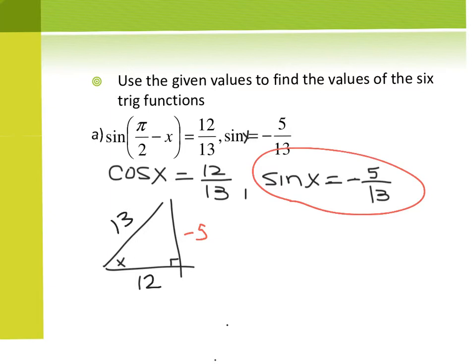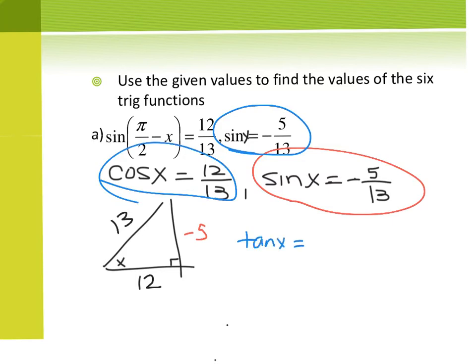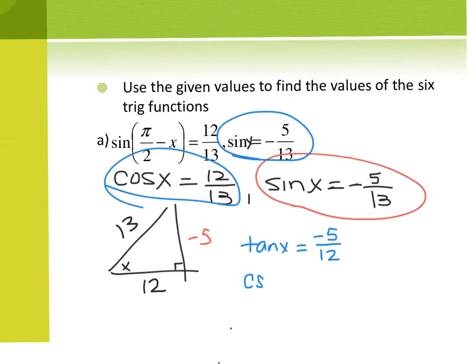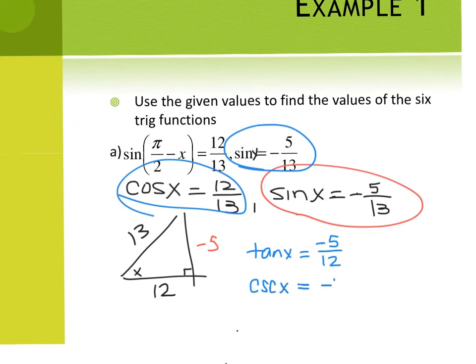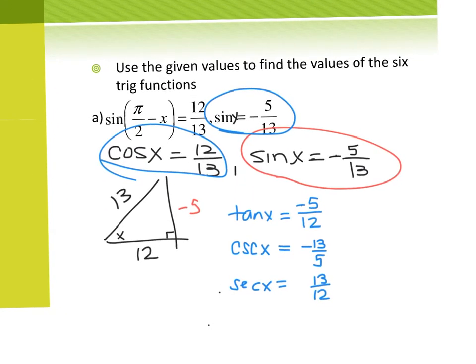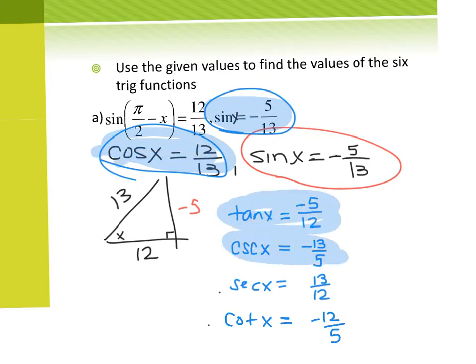So now I'm going to go through. I already know sine. I already know cosine, which means the next thing I need to find is tangent, which is opposite over adjacent. And then I need to find cosecant, which is negative 13 over 5. And then I need to find secant, which is 13 over 12. And then I need to find cotangent, which is negative 12 over 5. So first function, second function, third, fourth, fifth, and sixth.